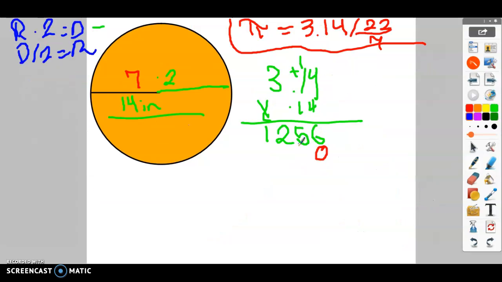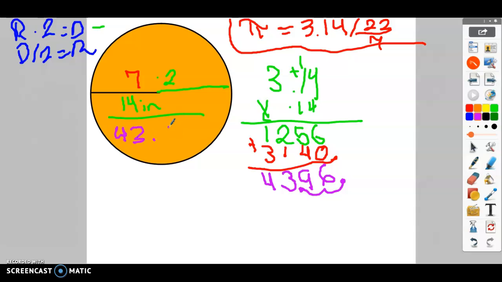Now, we can work on this one. So, 1 times 4 is 4. 1 times 1 is 1. And 1 times 3 is 3. So now we have our numbers clearly. Now we're going to add. So, 6 plus 0 is 6. 5 plus 4 is 9. 2 plus 1 is 3. And 3 plus 1 is 4. So remember the decimal, 1, 2. So our answer for circumference is going to be 43.96.